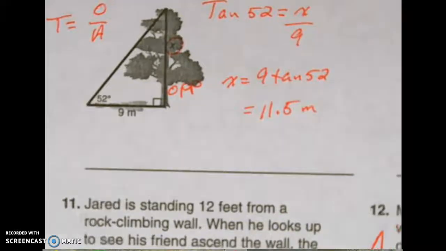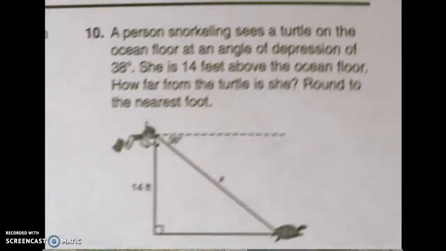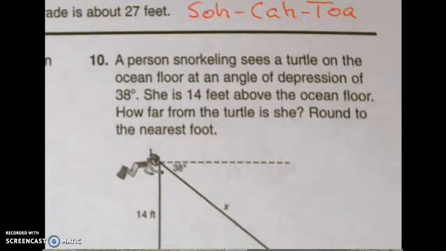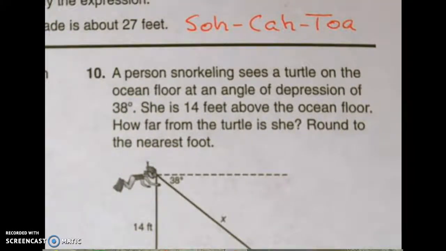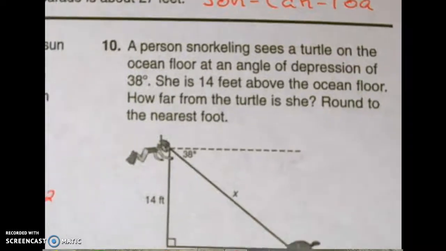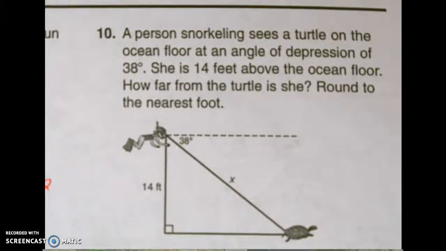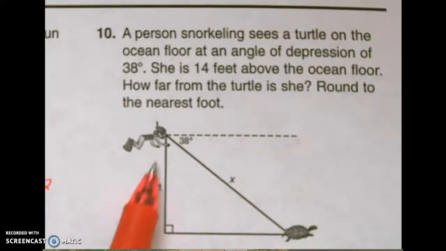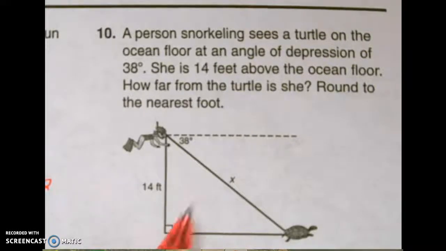If you're looking at question number 10, don't forget your SOHCAHTOA. You've got a person snorkeling who sees a turtle on the ocean floor at an angle of depression of 38 degrees. She is 14 feet above the ocean floor. How far away is she from the turtle?